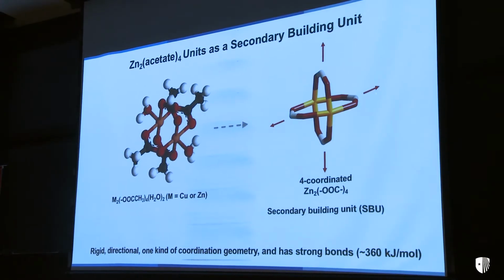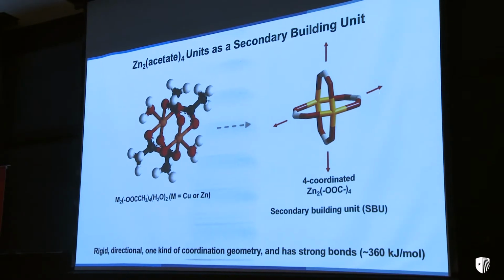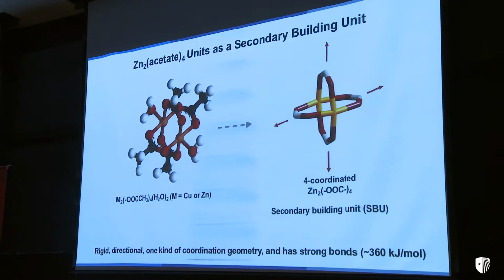Copper 1, the examples I showed you, could be tetrahedral, could be trigonal. You couldn't guess what you're going to get. But here, you can always count on this unit to act as a 4-coordinated, and it has strong bonds, as strong as carbon-carbon bonds. So this was our SBU, not Stony Brook University, but secondary building unit.